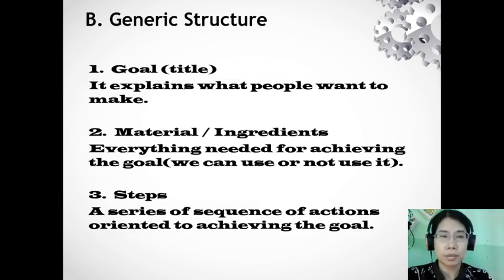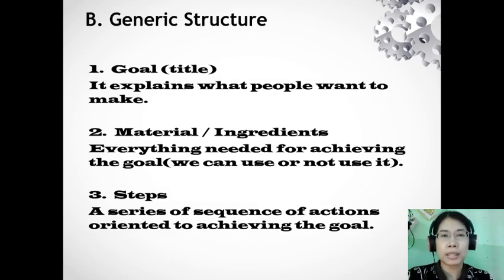Now, the generic structure of procedural tags: on the first paragraph, you will find the goal or the title. This goal or title explains what people want to make. For example, how to make fried rice, or how to stay away from toxic friends. Number 2 is the material or ingredients. Material or ingredients is everything you need to achieve the goal. This is actually optional, so you can have the material or ingredients or not.